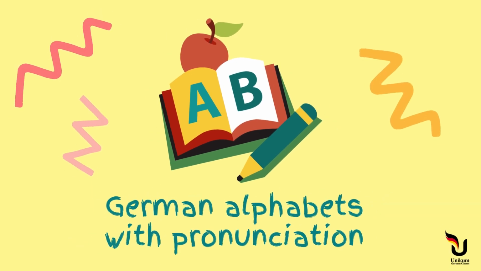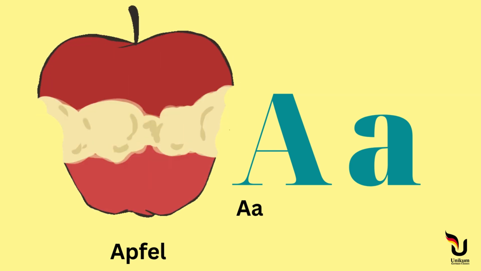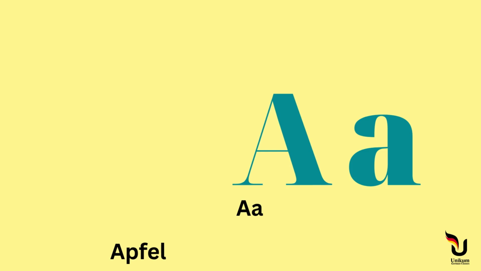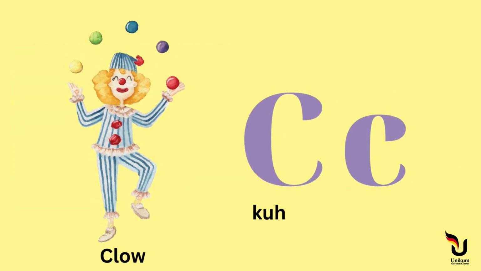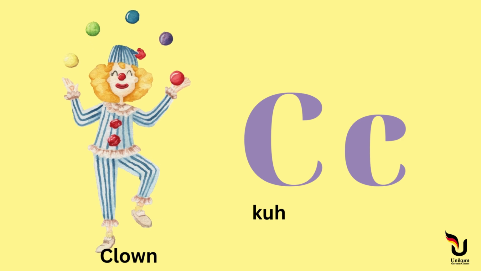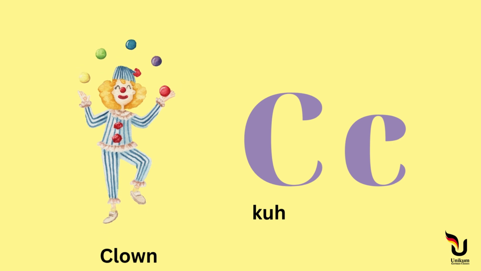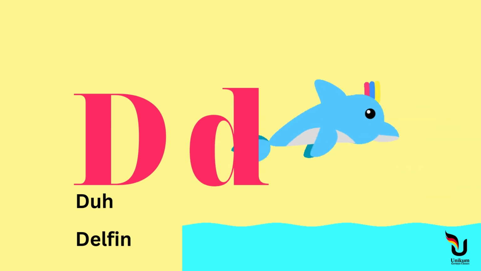German alphabets with pronunciation. The letter A is pronounced as its standard pronunciation A, so the word is pronounced as Apfel. The letter B has the pronunciation B. The word is pronounced as Bahnhof. The letter C has two pronunciations, K and C. In this word, it should be pronounced as K. The word is Clown. The letter D has pronunciation D.